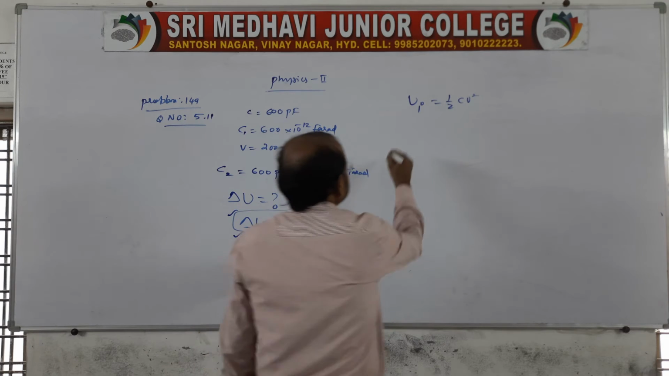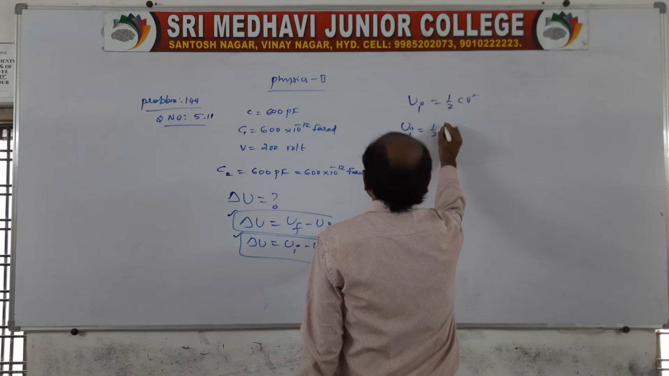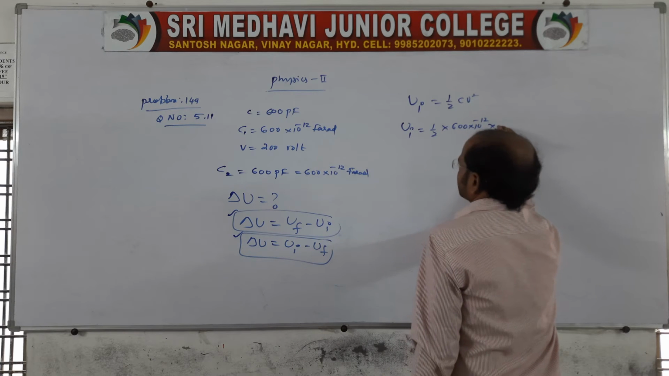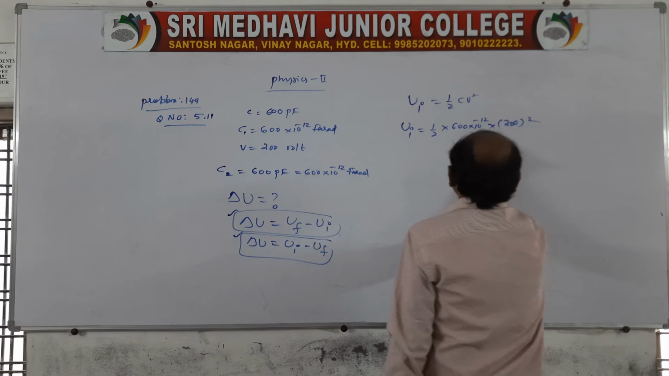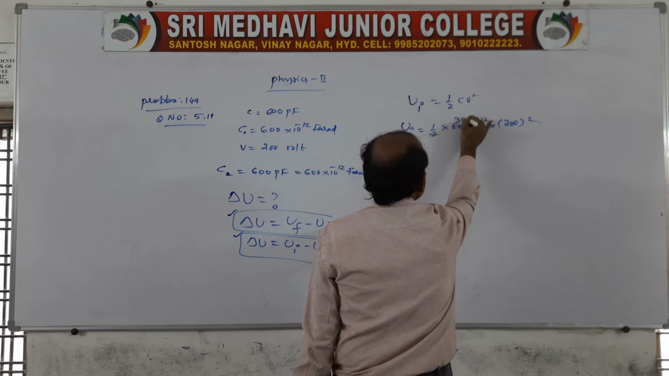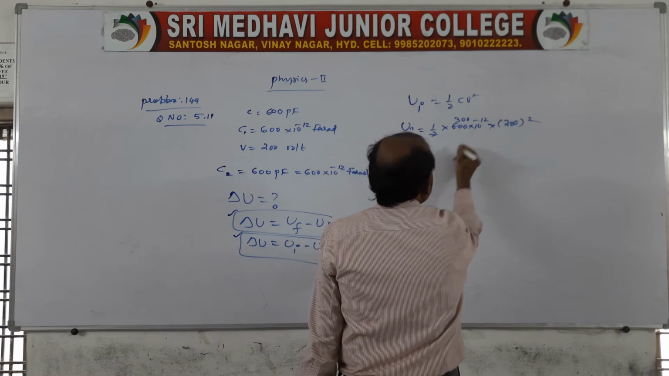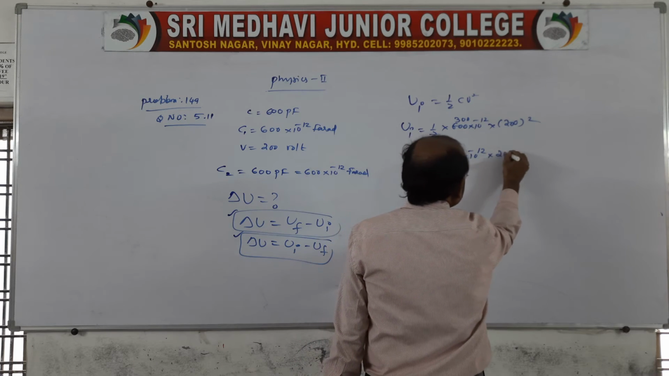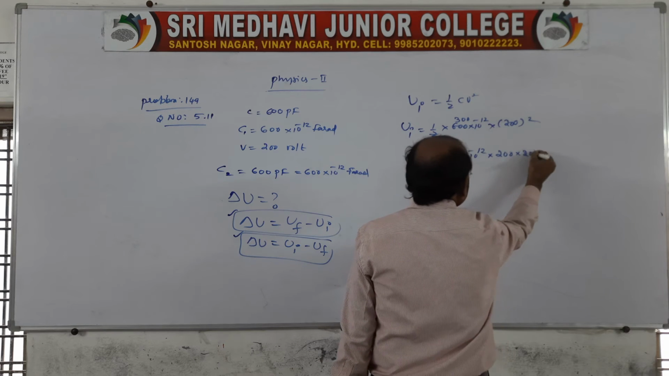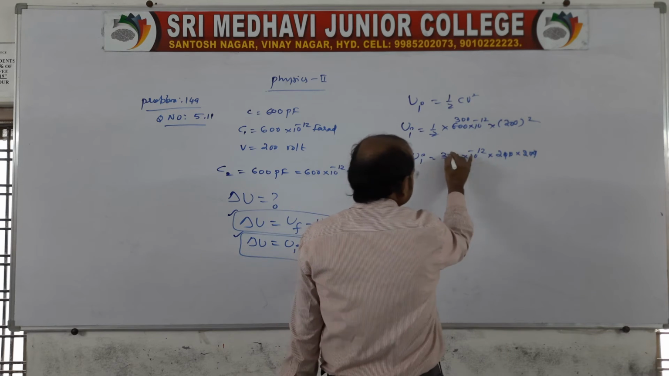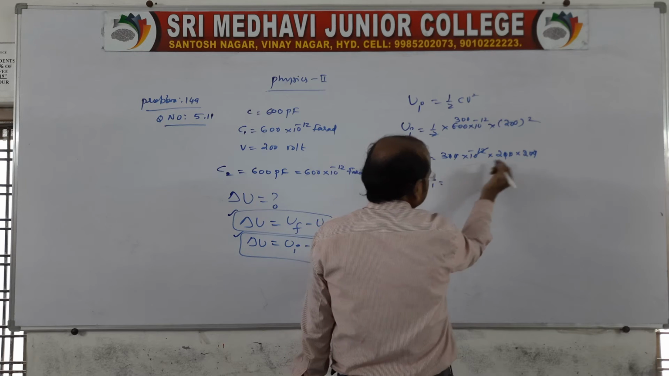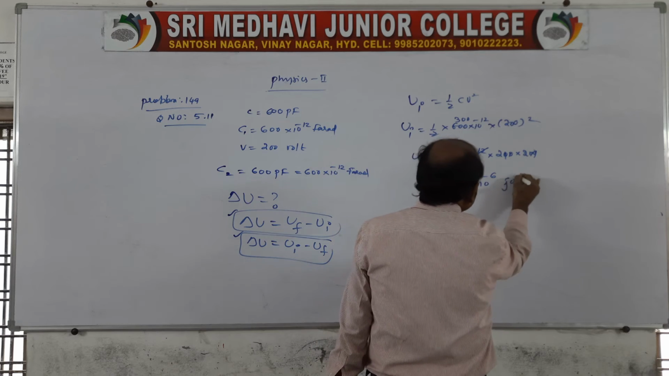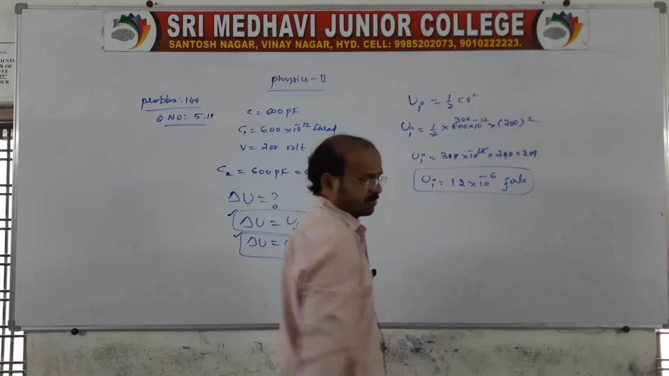So you write here, initial energy will be 1 by 2 C V square. C will be 600 into 10 power minus 12 farad and V will be 200 whole square. So there will be a 200 and a 300, it is cancelled. U initial is equal to 300 into 10 power minus 12 into 200 into again 200, because square is there, no? 1 2 3 4 5 6 is cancelled. U initial is equal to 4 3s are 12 into 10 power minus 6 joule. This will be the initial one.